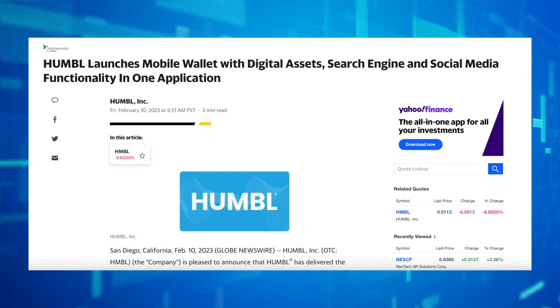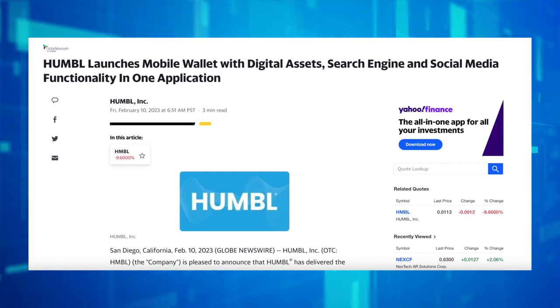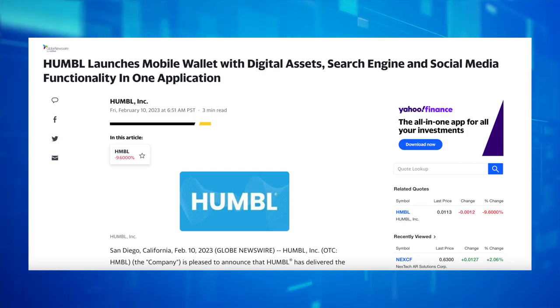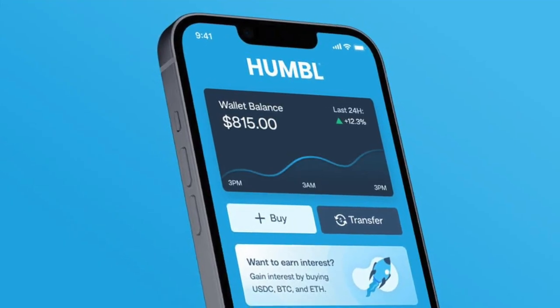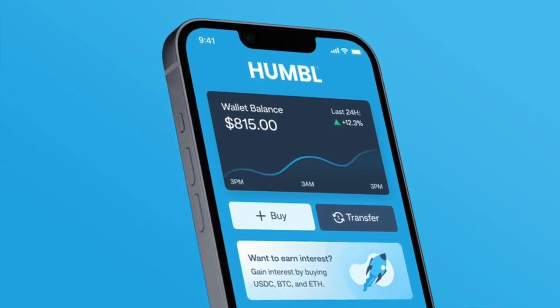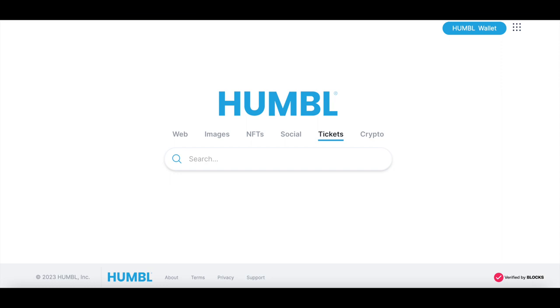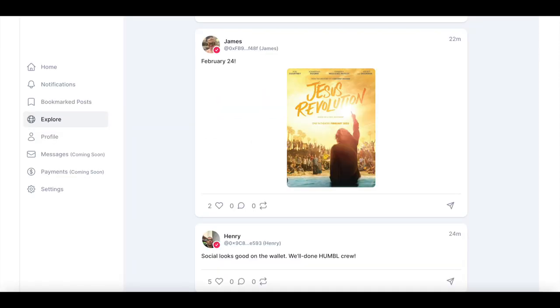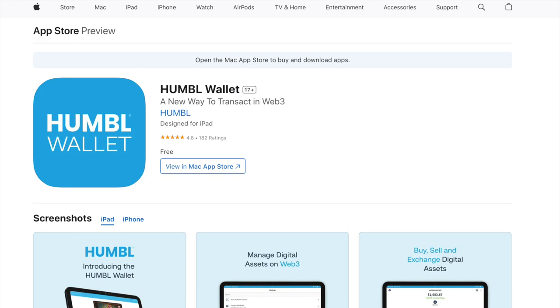HUMBL launches mobile wallet with digital assets, search engine, and social media functionality in one application. Alright, so in this announcement, HUMBL stated that they have delivered the first mobile wallet to offer digital services, a search engine, and verified social media profiles all wrapped up into one single application. And currently, HUMBL Wallet is now approved and available on the Apple App Store in over 140 different countries.